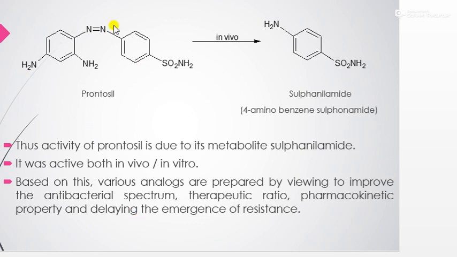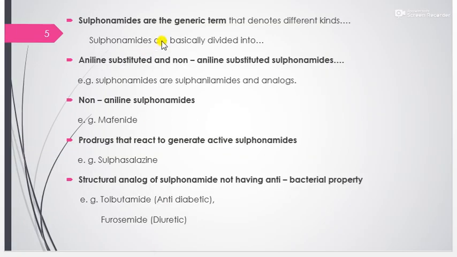Now, from the structure, you can see this is the structure of Prontosil, which in vivo reacts to give sulphonamide, that is 4-amino benzene sulfonamide. The activity of Prontosil is due to its metabolite sulphonamide. It was active both in vivo and in vitro. Based on this, various analogues were prepared with a view to improve the antibacterial spectrum, therapeutic ratio, pharmacokinetic properties, and delay the emergence of resistance. So, sulfonamide is a generic term that denotes different kinds of drugs.